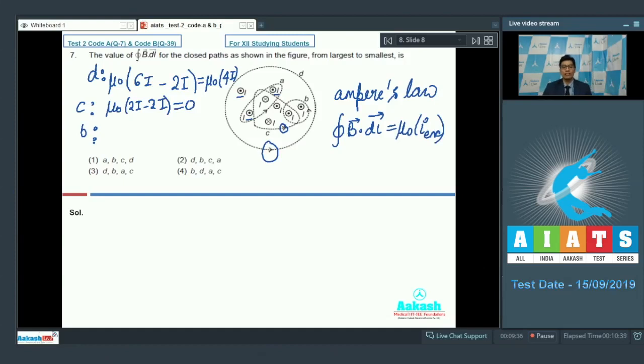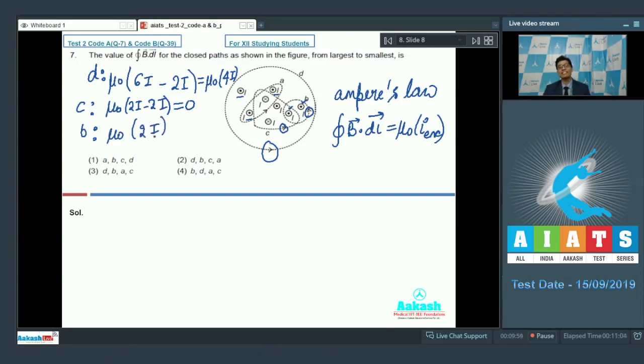and we can see that the sense of B is also anti-clockwise. There are only two currents enclosed by path B, and both of these currents are outwards, and because outward currents for an anti-clockwise path are to be taken as positive, the value of B dot dl will be equal to mu naught multiplied by 2I.